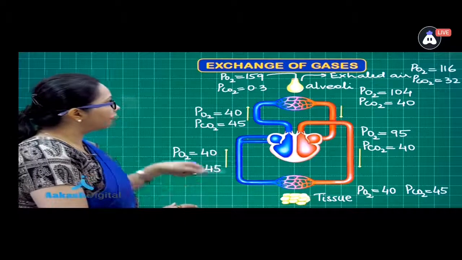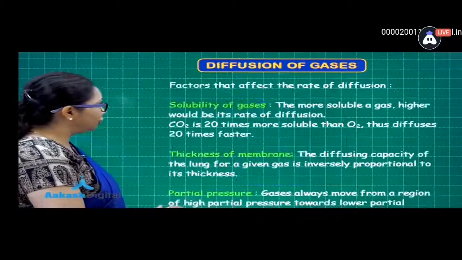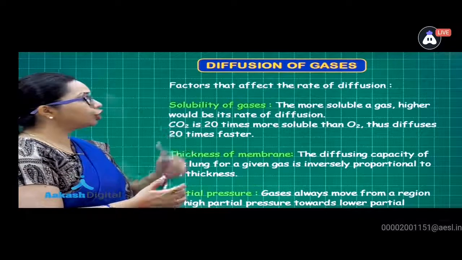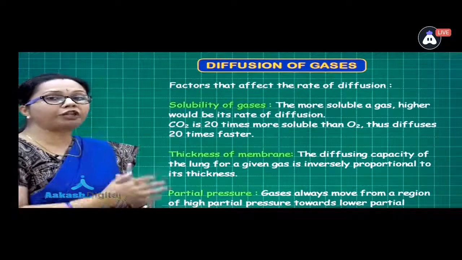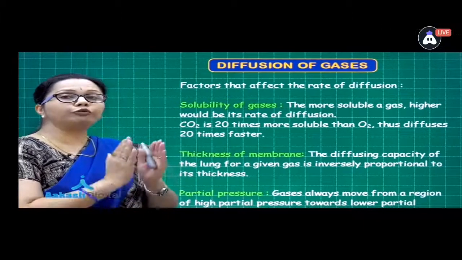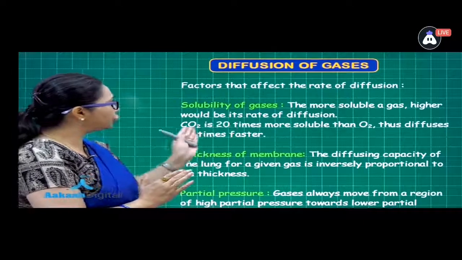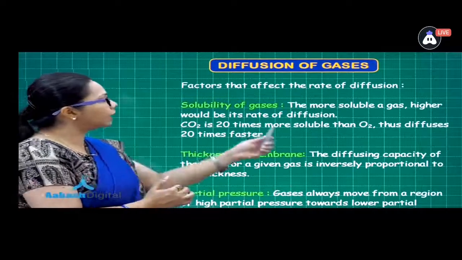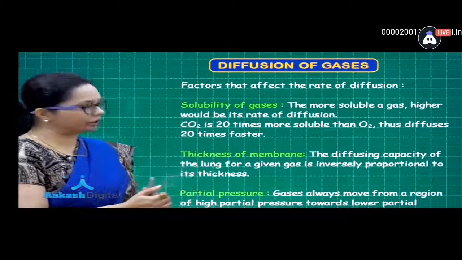Now what are the various factors which will affect this exchange? So the rate of diffusion will depend on the solubility of gases. If we are comparing two gases, the one which is more soluble will diffuse faster. For example, CO2 is 20 times more soluble than oxygen, thus it diffuses 20 times faster.